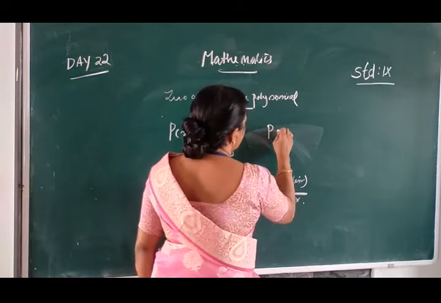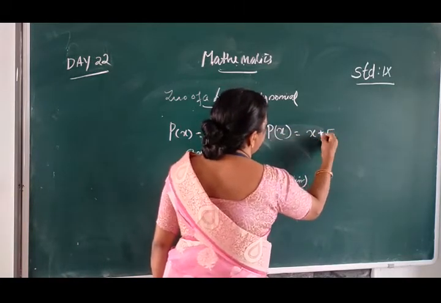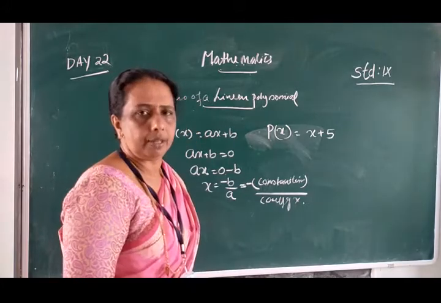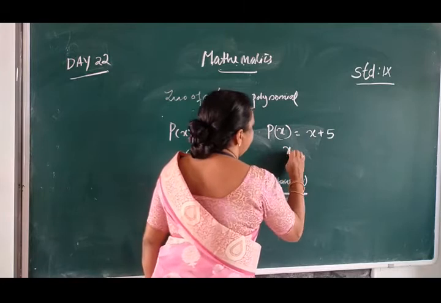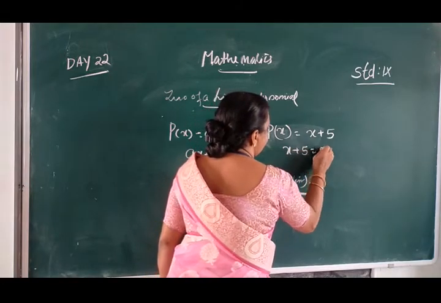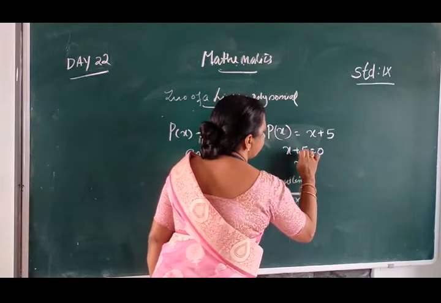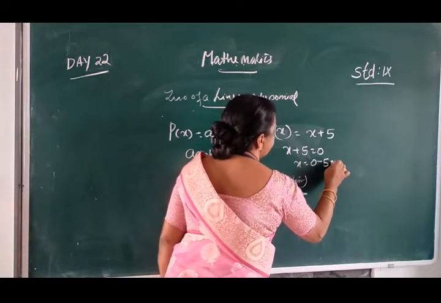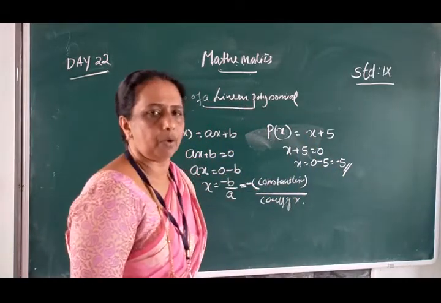p of x is equal to x plus 5. This is a linear polynomial in the variable x. Here I am equating this polynomial equal to 0, and then x is equal to 0 plus 5 taken to the right hand side becomes minus 5, that is x is equal to minus 5. Minus 5 is the zero of the given polynomial.